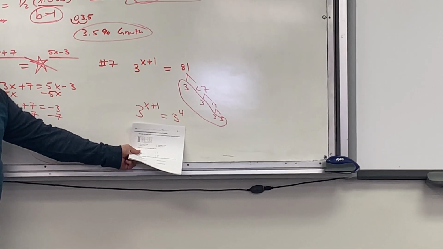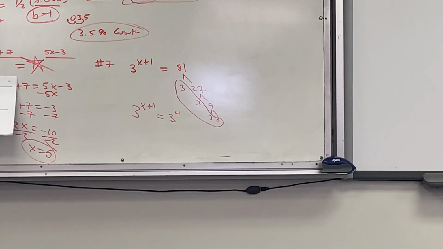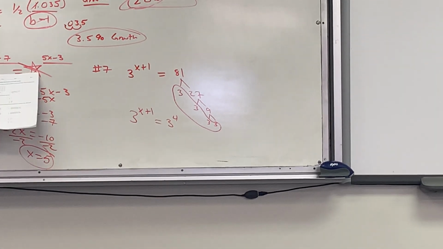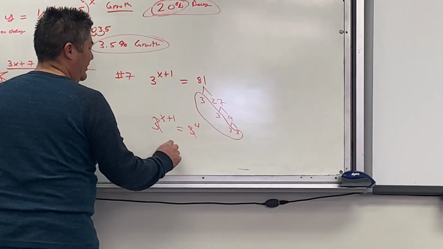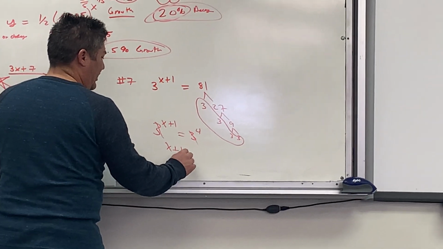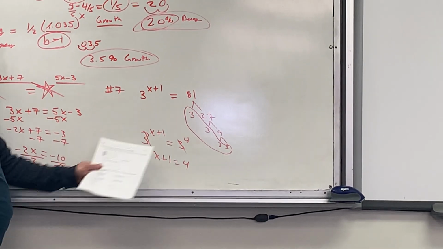Wyatt, what can I do now here? Are the bases the same? Yeah. So what can I do with them? What did I do with them here? I drop the bases. Yep, I can just drop them. They're gone. X plus 1 equals what? 4. Those exponents have to be the same if the bases are the same.